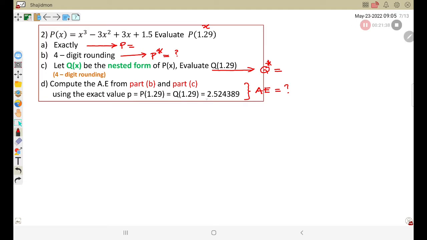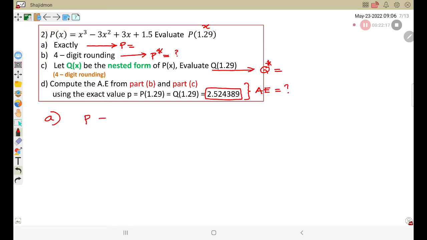The exact value is already given here, you can check it. Even in the first part I asked what the exact value is, but here it is mentioned what the exact value is, so you can compare. So we need to calculate the absolute error from part B and part C separately. Okay, so we will do the questions one by one. This question includes all the ideas. Once we clear question number 2, the normal method and nested method, everything will be clear. So first we go to the A part of the question.